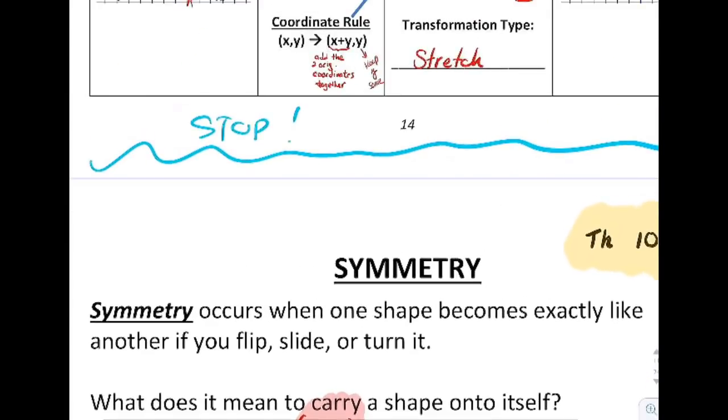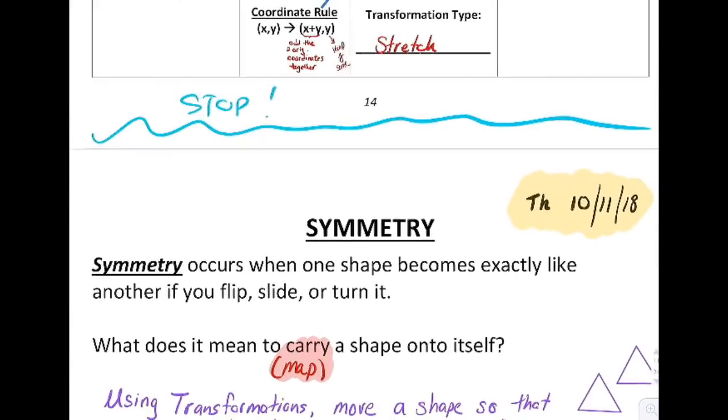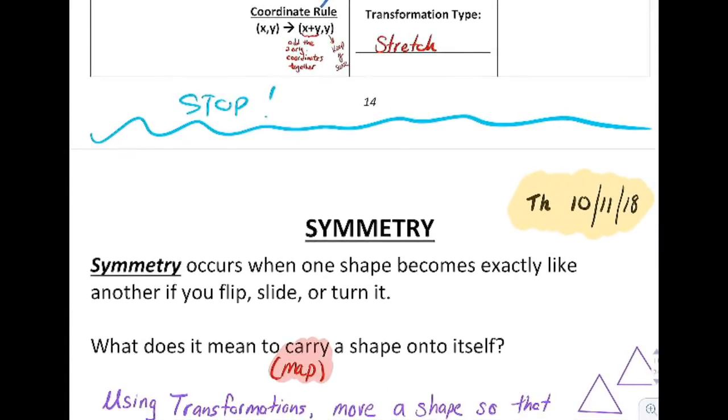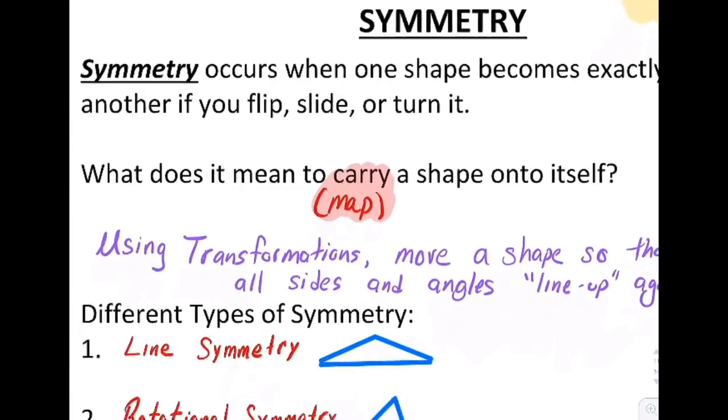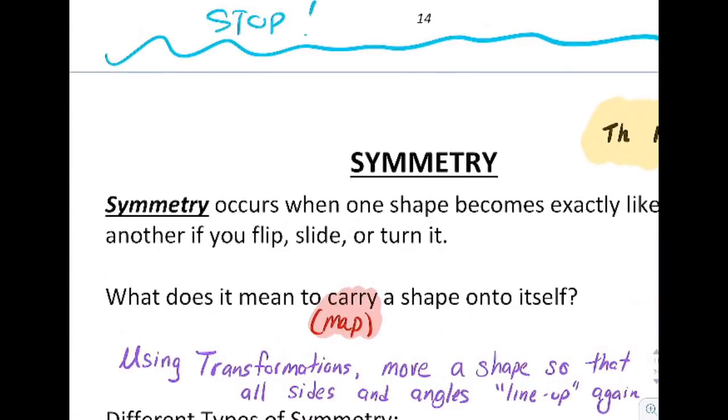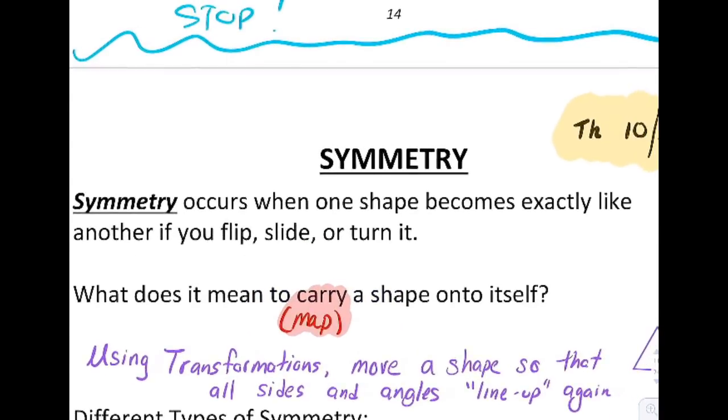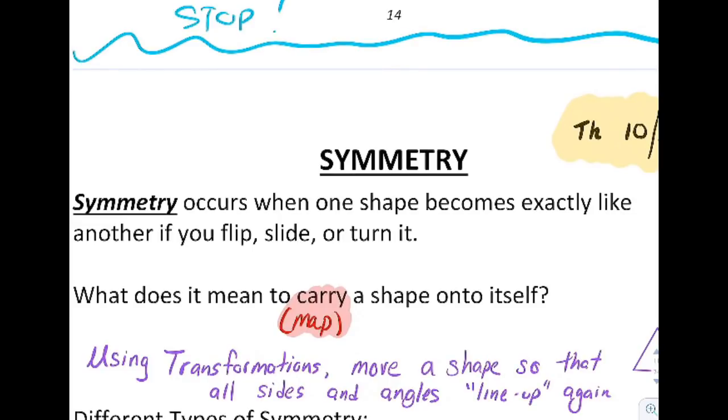So symmetry occurs when one shape becomes exactly like another, such as you fold something, you flip it, you slide it, or you turn it. What does it mean to carry a shape onto itself? And carry is another way to say map. So what does it mean to map a shape onto itself? Let's think about it like this. Using transformations, move a shape so that all sides and angles sort of line up again. All right, so write that down. Pause the video right here. Write that definition and I'll show you an example.